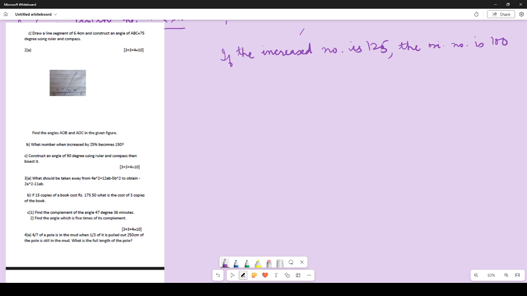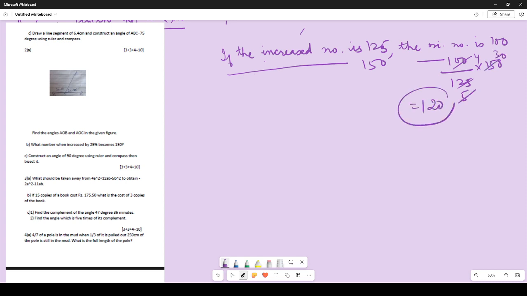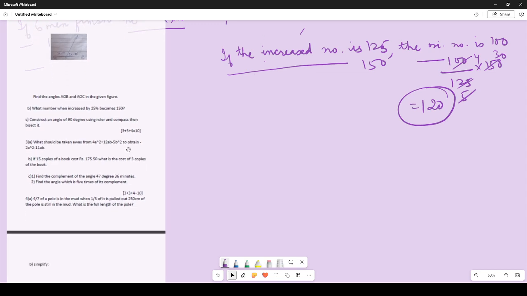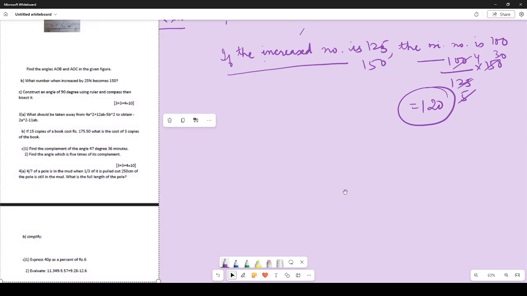So now, following the same rule, if the increased number is 150, what does the original number become? 100 by 125 into 150. So you have 4 by 5 over here, 30. So the original number is 120. That should have been your answer. Now let us move on to question number 3.